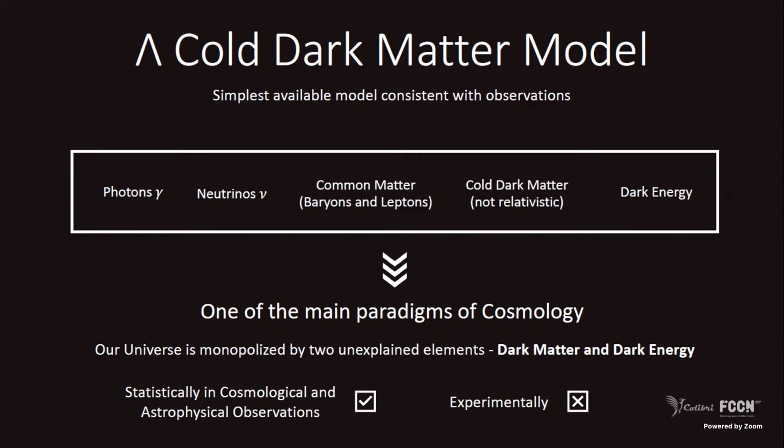This model tells us that our universe is composed of photons, neutrinos, and the common matter, the baryons and leptons, and the cold dark matter, which is non-relativistic matter that only interacts gravitationally, and we have the dark energy. But this leads us to one of the main paradigms of cosmology: our universe is dominated by two unexplained elements, the dark matter and the dark energy. Both of them have been discovered statistically in cosmological and astrophysical observations, but in fact, they have not yet been discovered experimentally, that is, in the lab.